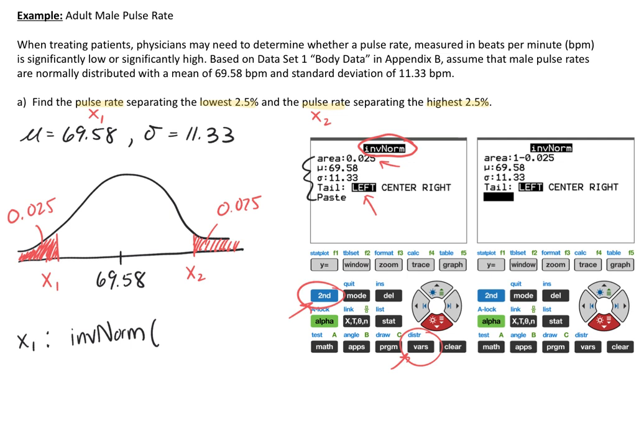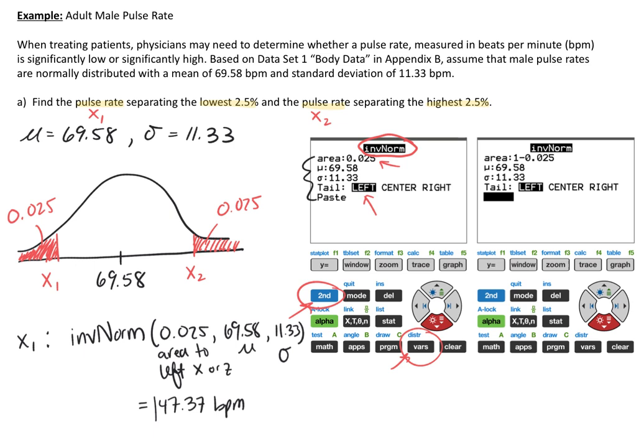So you just have to remember that the first number that you type in is always the area to the left of either your X value or your Z score. Okay, so here I'm going to type in 0.025, and then the next number that you type in is going to be the mean value. So let's type in 69.58, and then the third number that you type in is the standard deviation, 11.33. And then when you press enter, okay, it's going to give you 47.37 beats per minute, which is exactly what we calculated when we used the first method, which was using the z-score formula and the table.